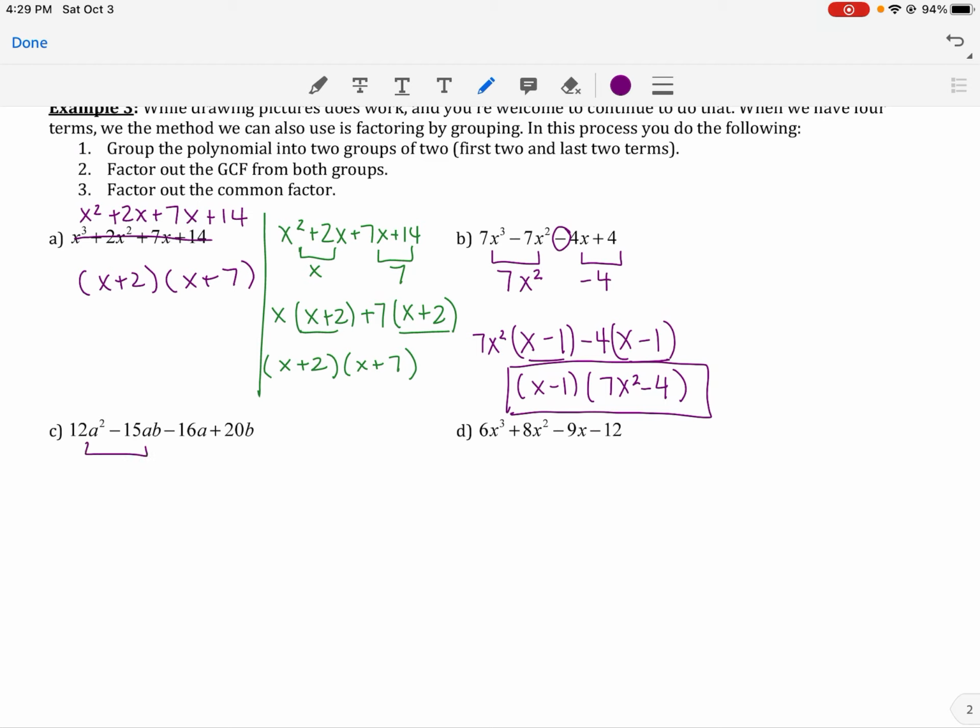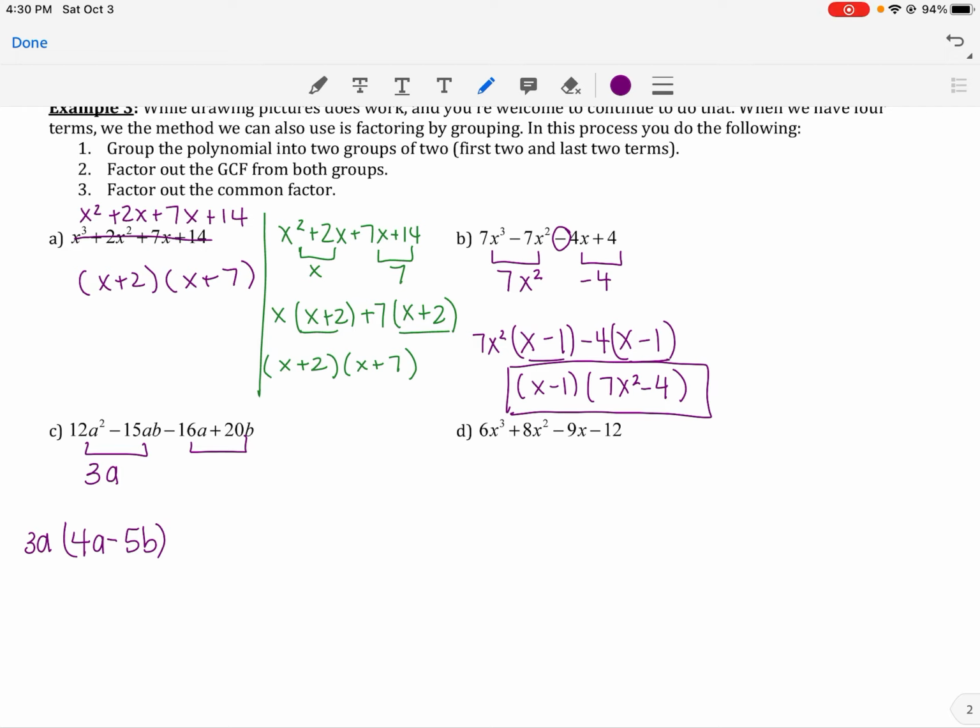Okay, two more examples. Group first two, last two. 12 and 15, the biggest those have is 3. A squared and AB is going to just be an A. 12 divided by 3 is 4. A squared divided by A is A. 15 divided by 3 is 5. A divided by A is 1, but I would be left with a B, and it will be negative between those two still. We'd write the 3a up front.